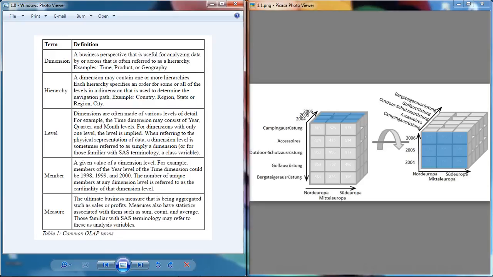Instead, we only use the meaningful items which are the key factors for counting sales or profit. For that analysis, dimension is very important. Now, hierarchy.